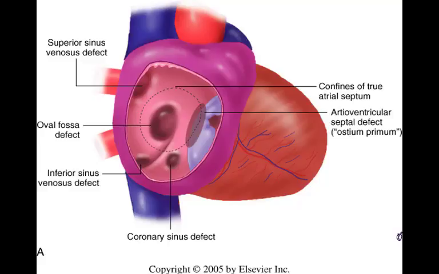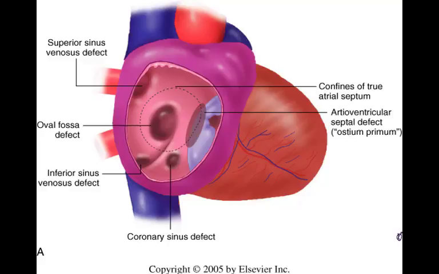And the last shunt we will discuss is called the patent ductus arteriosus. It is a normal communication between the aorta and pulmonary artery in fetal life, essential for blood flow to the lung, and it closes within 2 weeks after birth.